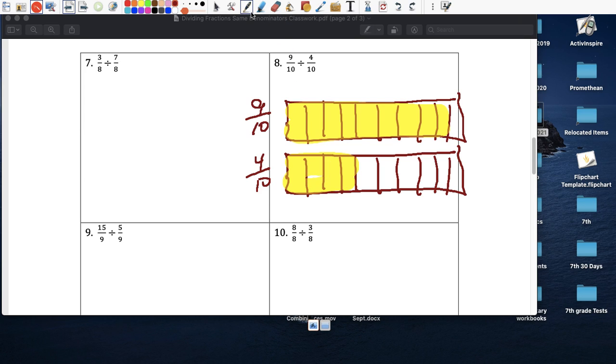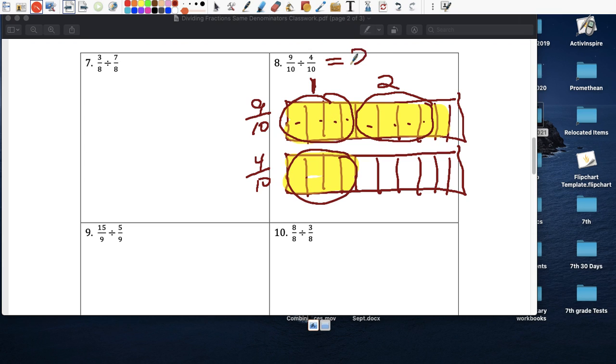Right, so how many groups of 4/10 can I make? I can make one group. Let's see, 1, 2, 3, 4, right? That's one group. Can I make another one? 1, 2, 3, 4. Yeah, that's another group. Let me write a 2. So this fits in there 2 times. And then can I make another group of 4? No, I can only have 1/4 of the next group. So 9/10 divided by 4/10.